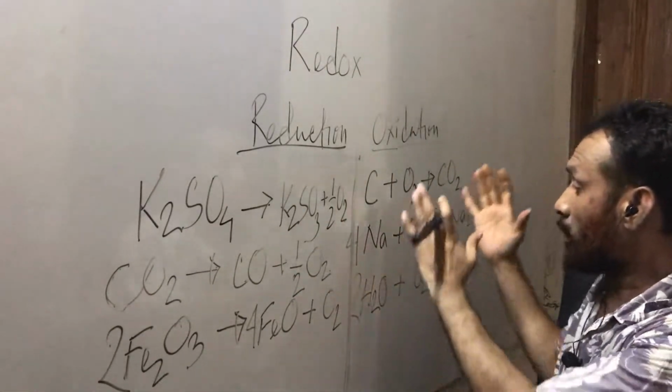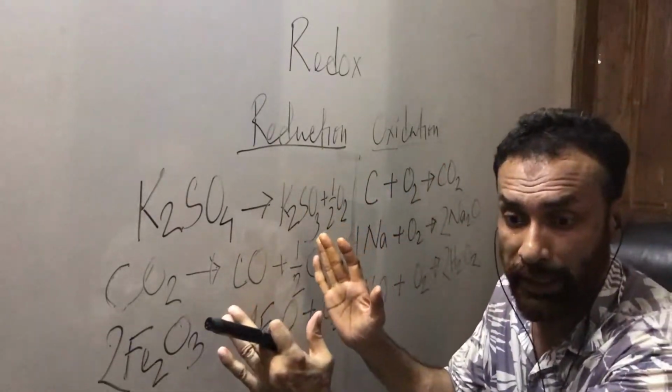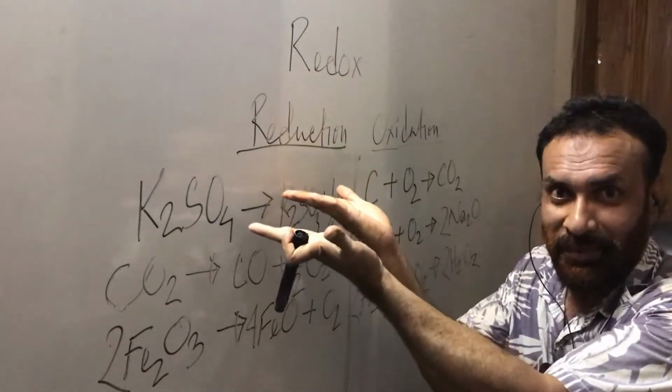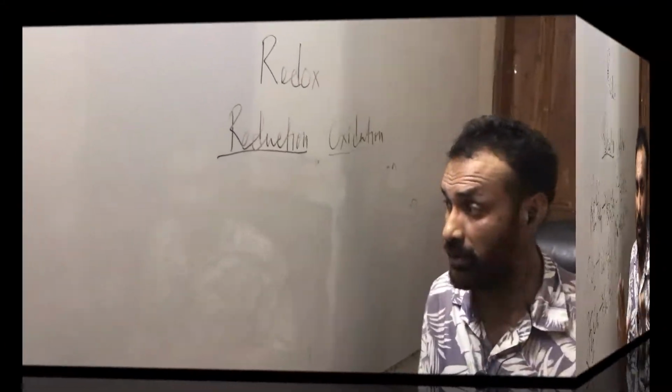In oxidation, oxygen is added. In reduction, oxygen is lost, because that is what the name reduction means. So these are all simple in terms of oxygen. I can give you some questions.